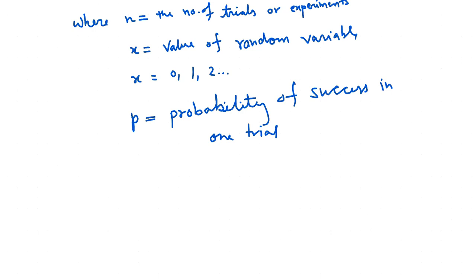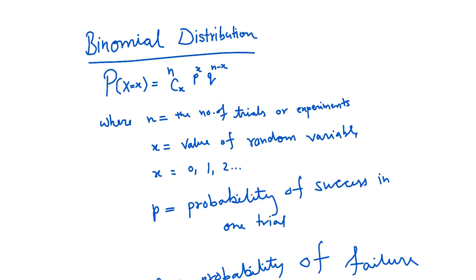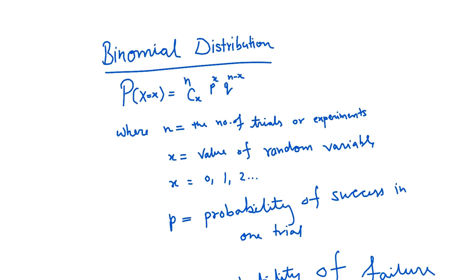Small q is equal to the probability of failure, and we can find q is equal to 1 minus p. This is the formula of binomial distribution. You got it? Yes, ma'am. Now let us do one question to understand this well.